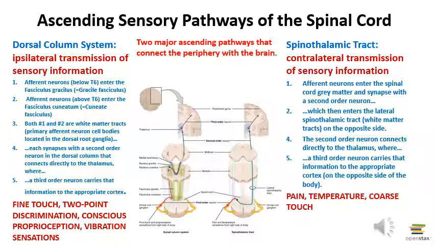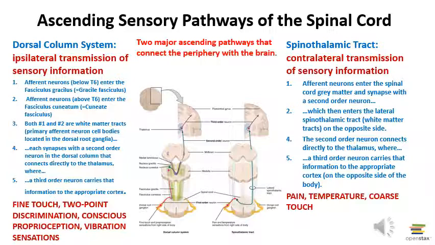So we're going to take a look at each of these. We're going to understand they have their own unique characteristics. They will all involve three different neurons, and they will characterize transmission of certain types of information in the body. You will need to know which of the two is contralateral, which of the two is ipsilateral, and which of the two deals with the specific different sensations we will be discussing. So let's take a look at the dorsal column system, the ipsilateral transmission of sensory information.